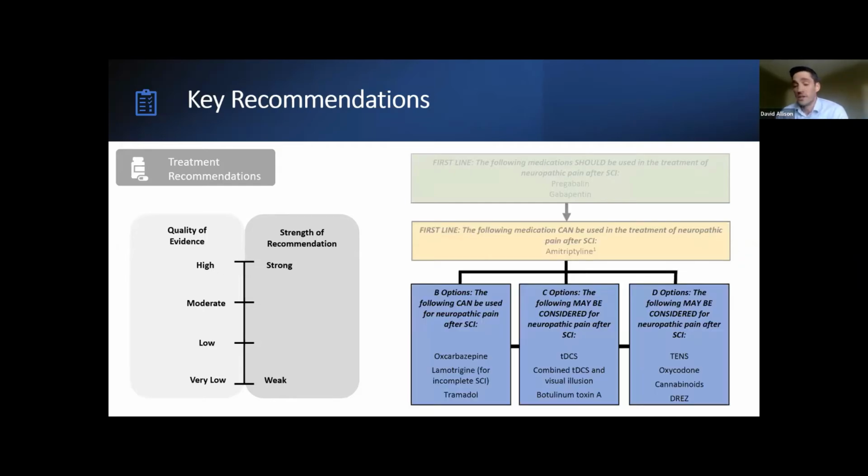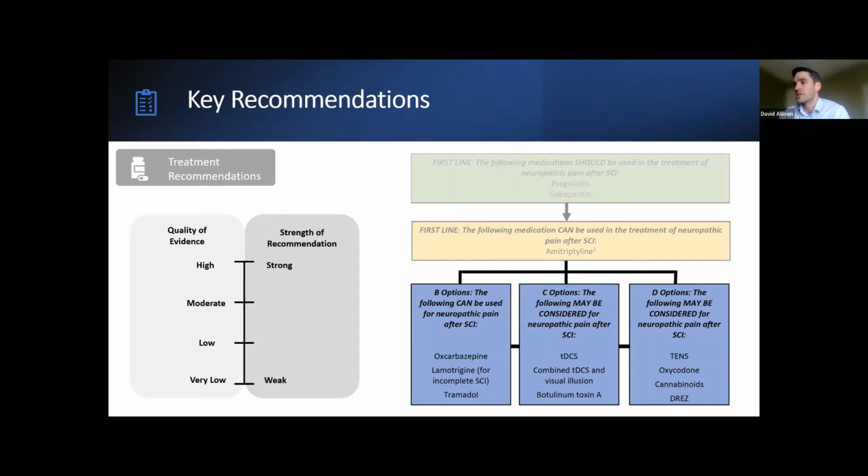And then there's the non-first-line treatment options. So I'm not going to go through all of these in detail, but we have categorized these into B, C, and D options. And again, these are categorized based off of the quality of evidence, with B options having higher quality studies than C or D options and stronger recommendations from the expert panel.